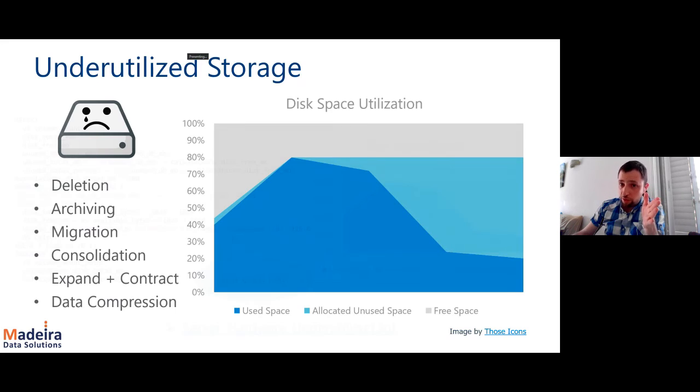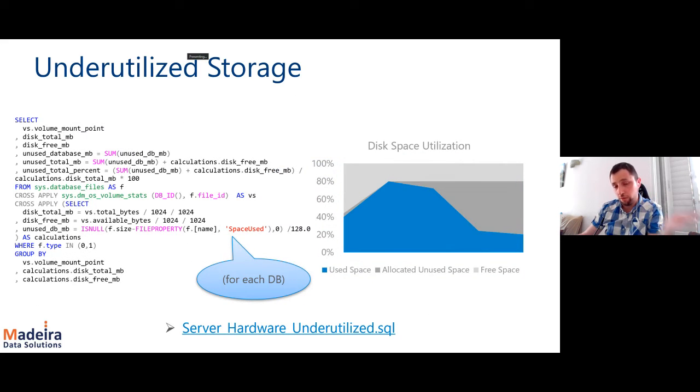So it's important to detect this situation, and it is possible using system DMVs, such as the ones on the screen. Note that the file property function is dependent on database context. So you would have a database. In our GitHub toolbox, there is a script that does this for all databases. This one, server hardware utilization, underutilized, sorry. Later at the end of the slide.